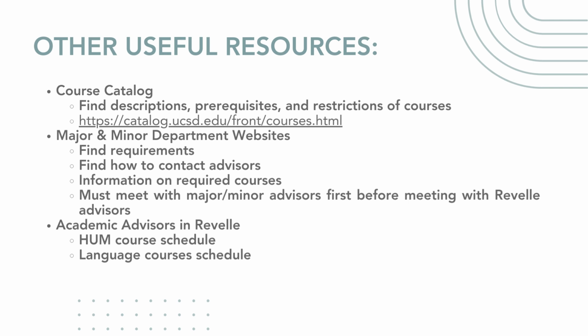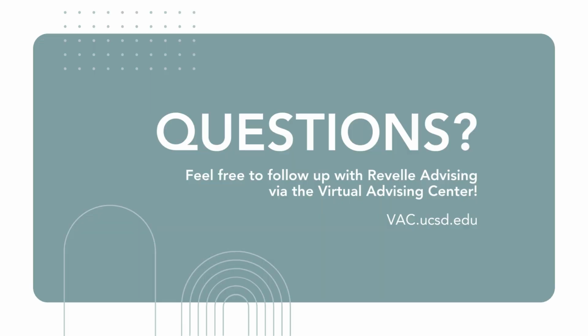Most Revell GEs are more flexible than major requirements, except humanities. Hume 1 is typically only offered in fall and winter. Hume 2 is typically only offered in winter and spring. Hume 3 is offered in fall and summer. Hume 4 is offered in winter and summer. And lastly, Hume 5 is offered spring and summer.